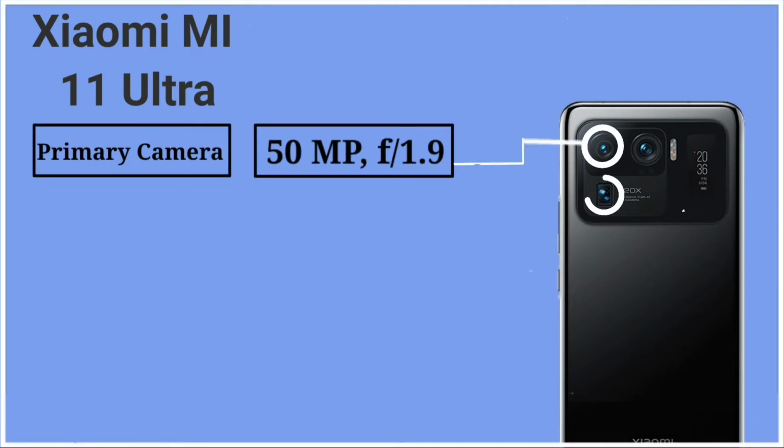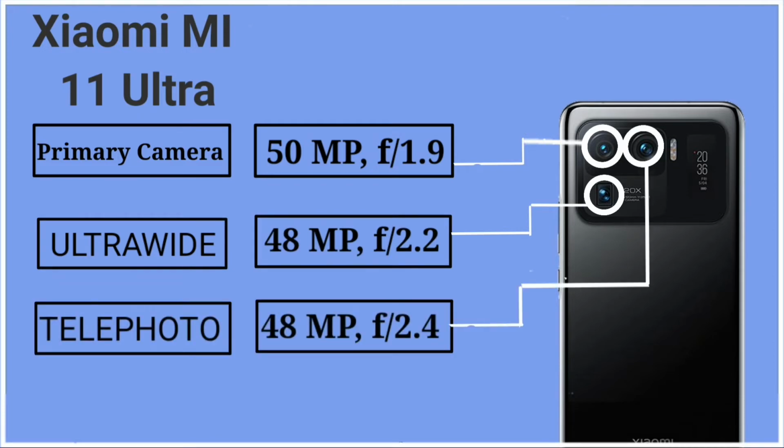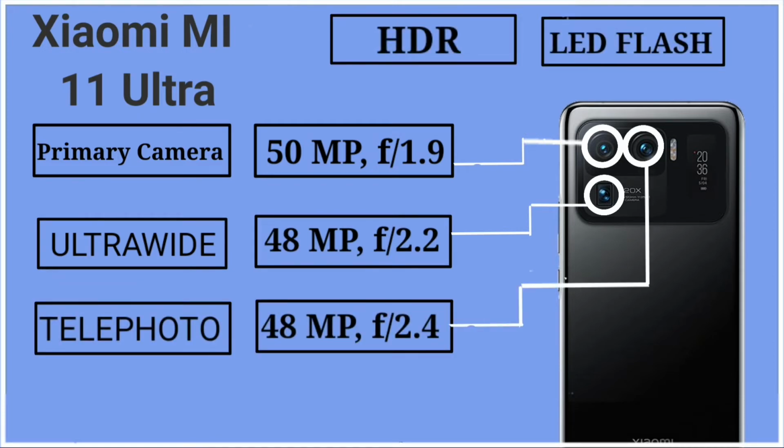Let's talk Xiaomi Mi 11 Ultra. It also has a triple camera setup and its primary camera has 50 megapixel, aperture 1.9, ultra wide 48 megapixel, aperture 2.2, and telephoto also 48 megapixel, aperture 2.2, and HDR LED flash.